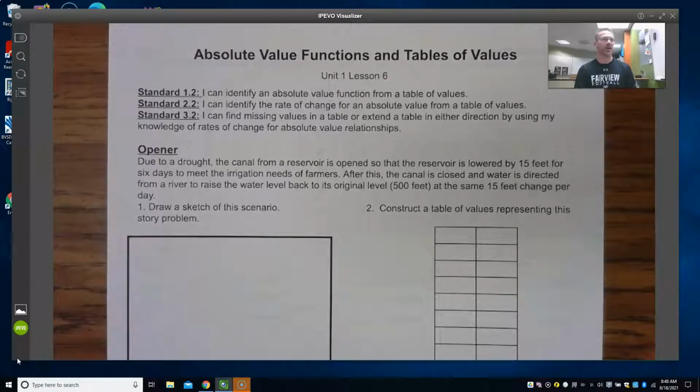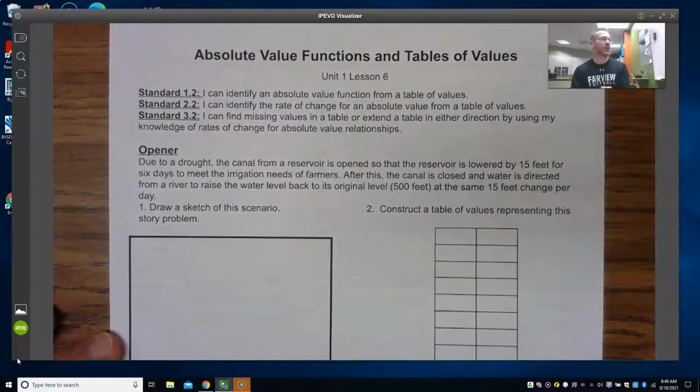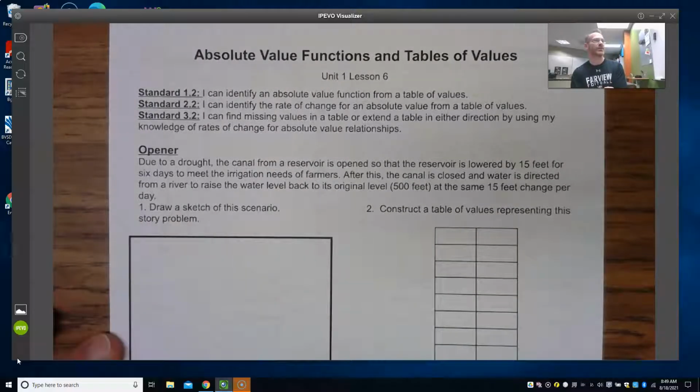All right, and here we go. We're going to continue working with our table of values, but now what you're going to see is that we're going to look at some different behaviors, and that behavior will hopefully help us identify an absolute value function from our table.